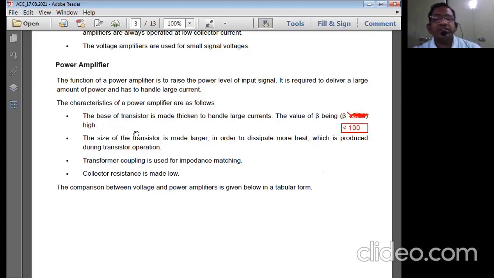The size of the transistor is made larger. How is it made larger? Intentionally, you have kept a heat sink below the transistor circuit, where the collector and base terminals are connected to the heat sink, so that the heat simply escapes from the transistor into the heat sink. So therefore, the size of the transistor is increased or made larger intentionally in order to dissipate more heat, which is produced during the transistor operation.